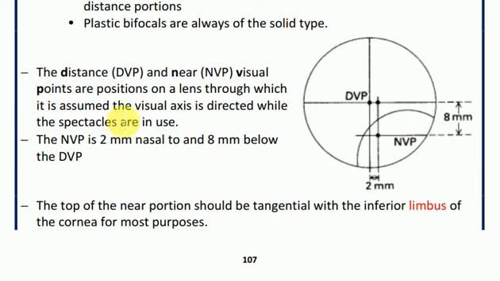through which it is assumed the visual axis is directed while the spectacles are in use. This NVP is 2 mm nasal and 8 mm below the DVP, but these values can vary. The top of the near portion should be tangential with the inferior limbus of the cornea for most purposes.